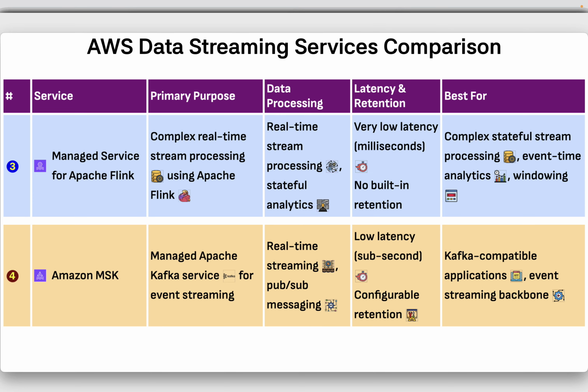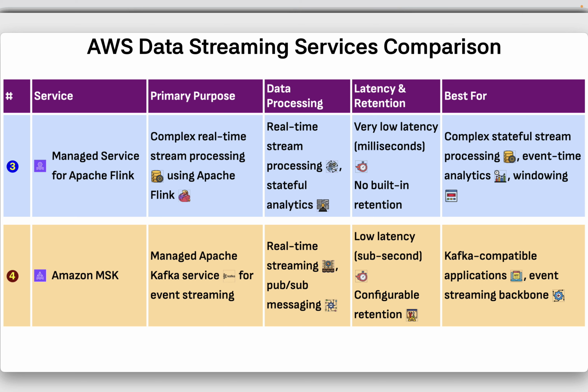Next, Amazon Managed Service for Kafka. So again, this is Kafka for event streaming, and data processing is real-time streaming again, and pub/sub, like publisher-subscriber messaging. Latency and retention: low latency, a sub-second kind of latency, but a bit higher than Kinesis Data Streams, and retention is configurable.